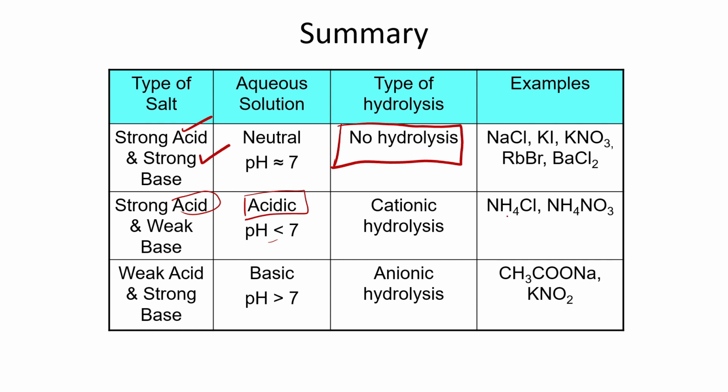Tapi kalau NH4 plus, NH dan juga Cl, NH4 plus dia datang daripada weak base. So dia adalah conjugate acid yang kuat. Okay, strong conjugate acid. So dia adalah acidic.